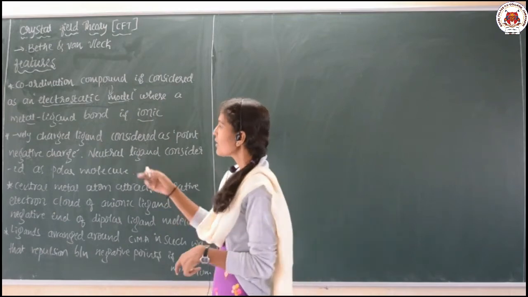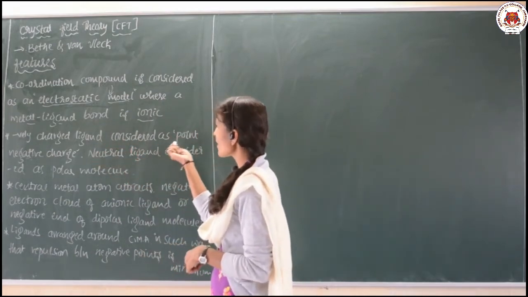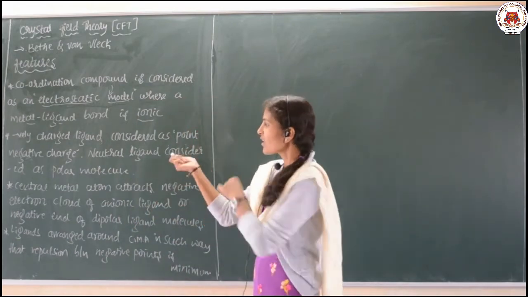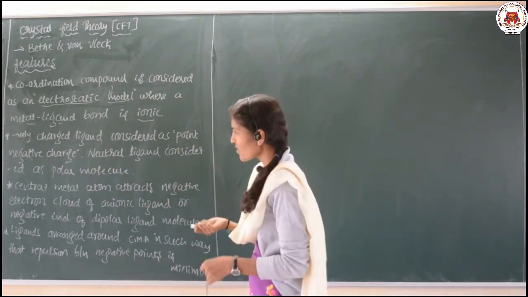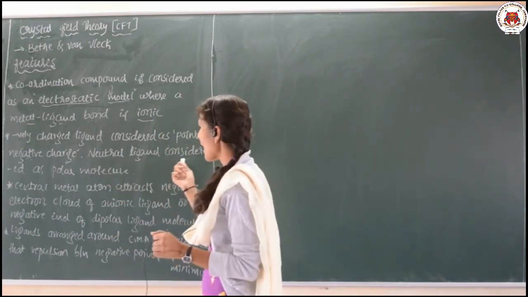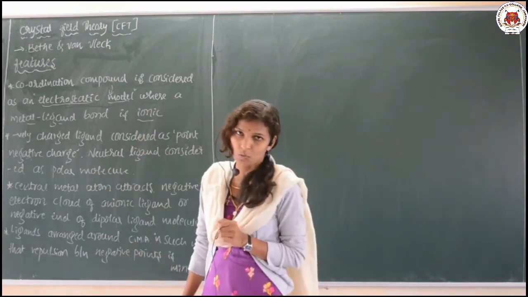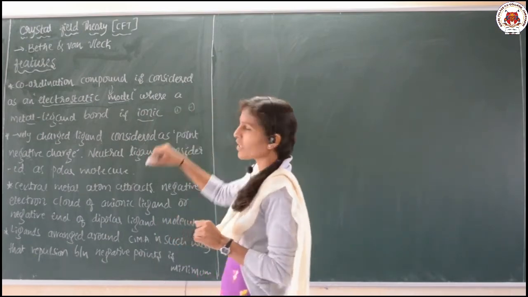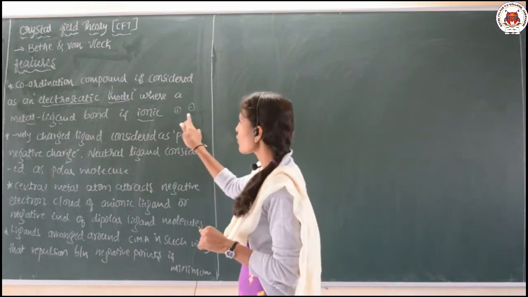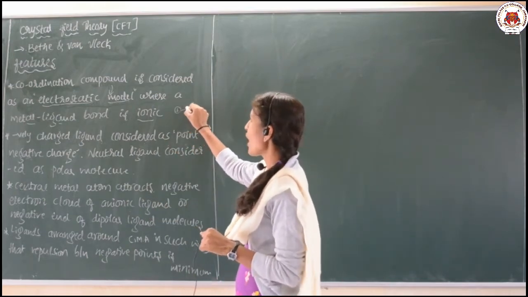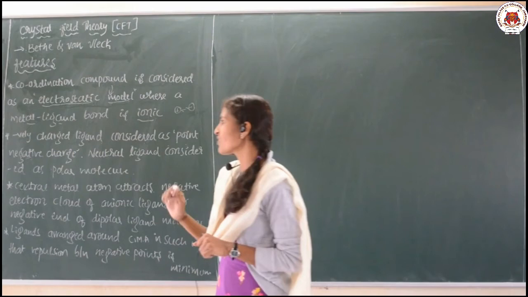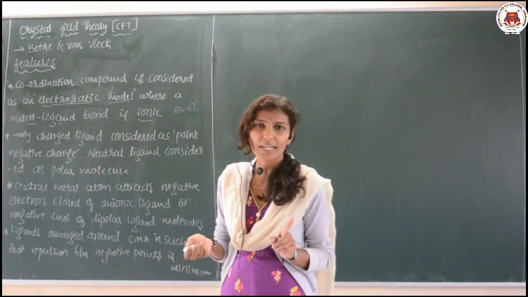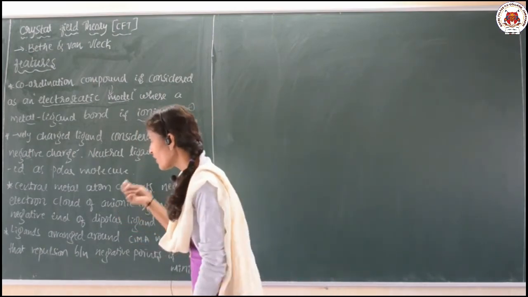The negatively charged ligand is considered as a point negative charge, whereas the neutral ligand is considered as a polar molecule. As you know, a polar molecule has one positive end and one negative end. So the neutral molecule is considered as a polar molecule, while the negatively charged ligand is considered as a point negative charge. Clear? Next one is here.